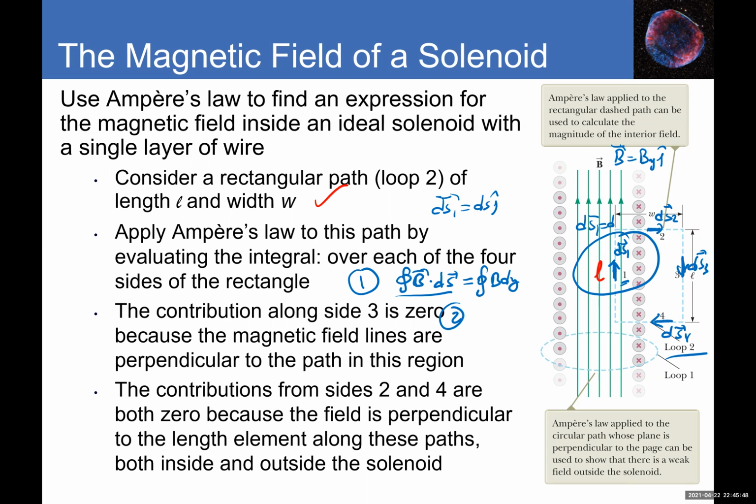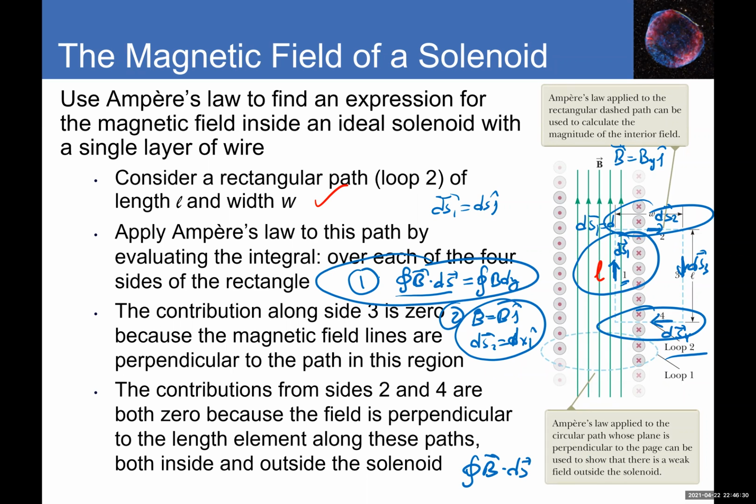For segment two here, my B is again B j hat, but my ds is then dx i hat. And the dot product of those two will give me 0. Same thing can be applied for segment 4. That's negative i hat, the magnetic field is j hat, they're perpendicular, dot product is 0. That means the left side of Ampere's law, B dot ds, is 0 for segment 2 and segment 4.